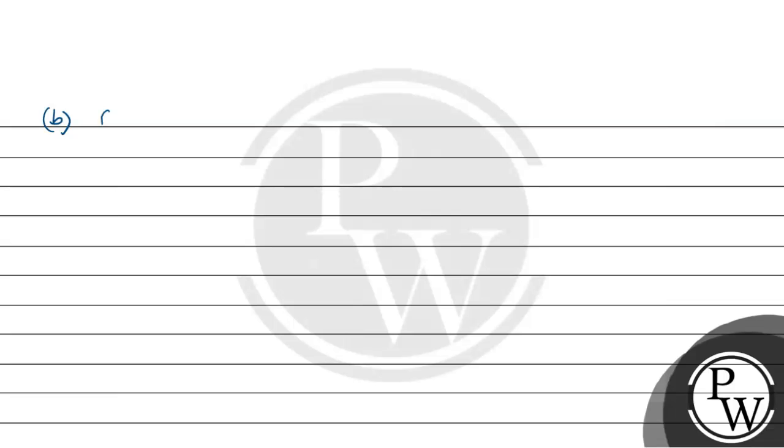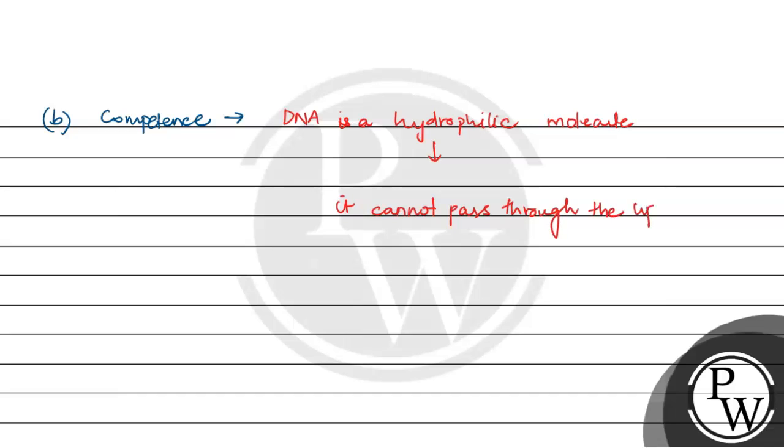कमिंग टू द नेक्स्ट पार्ट ऑफ द क्वेश्चन, जो है एक सेल को कॉम्पिटेंट कैसे करवाया जाता है सो दैट it takes up the recombinant DNA. So basically competence इस सेल को इसलिए दिया जाता है because DNA is a hydrophilic molecule and it cannot pass through the lipid bilayer because lipid bilayer हाइड्रोफोबिक होता है.